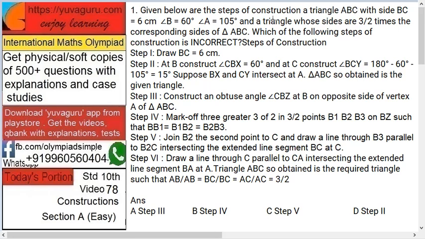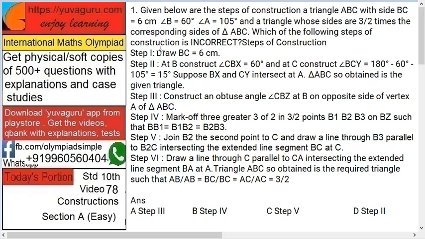One is triangle ABC and second is a triangle whose sides are 3 by 2 times the corresponding sides of triangle ABC. Means there is one more triangle to be drawn. Right? There are two triangles to be drawn. Which of the following steps of constructions is incorrect? Okay. Now these are the steps.